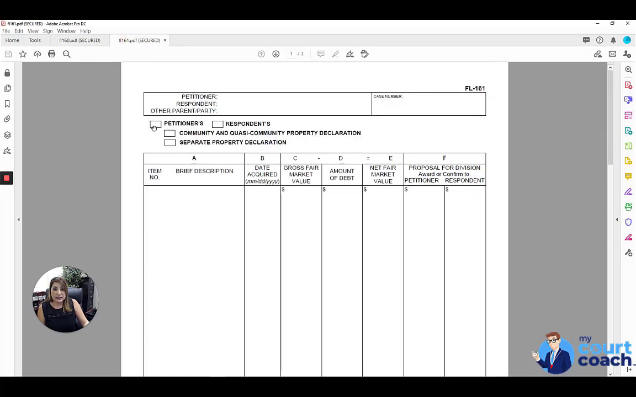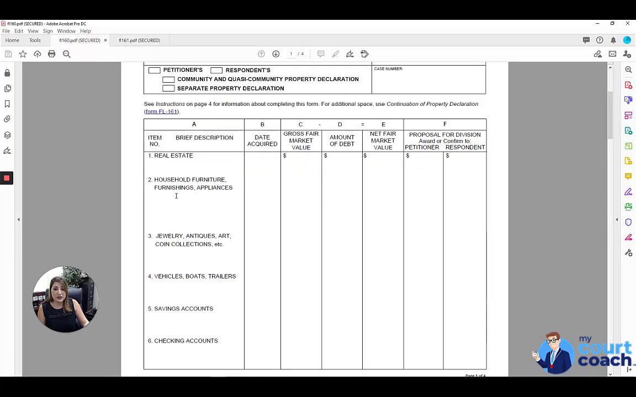And again, you're just going to list what your role is to the case and whether this is listing community property or separate property. But this can always be used as additional space to list any assets and debts that you want to include on your property declaration. With respect to furniture, furnishings, appliances, you want to list fair market value as garage sale value, unless you have some really unique, expensive pieces. But for most people, it's going to be garage sale value.